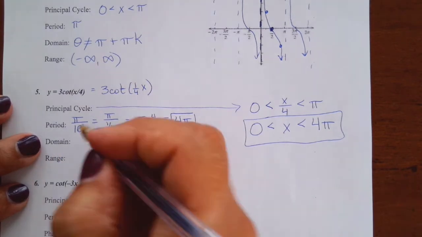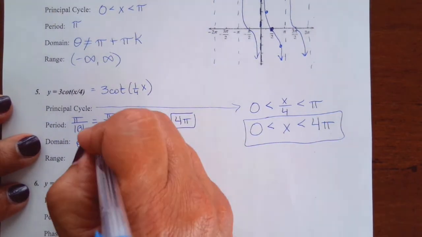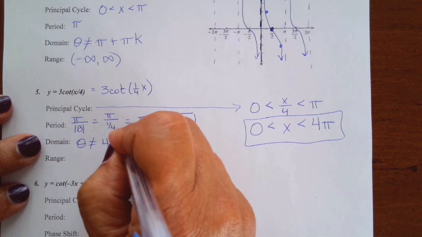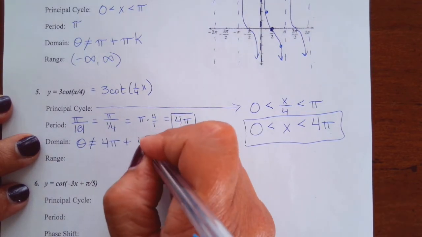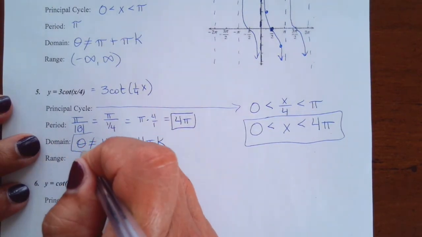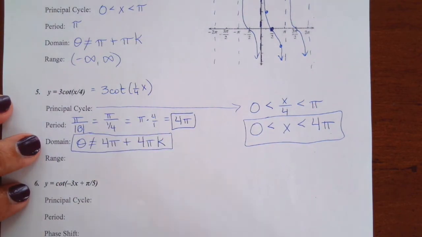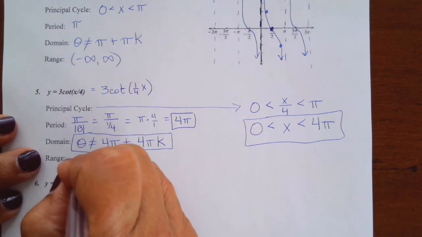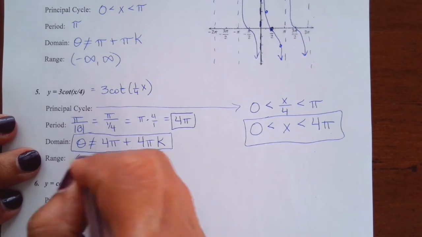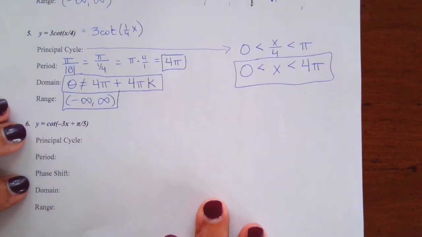All right, so your domain, theta can equal, take either one of these, 4 pi, plus the period, 4 pi, times k. Okay? So hopefully you're getting the hang of that, because when we do the next two, it's a little different. All right, in the range, easy one, right there.